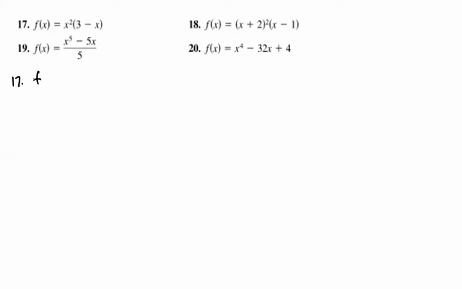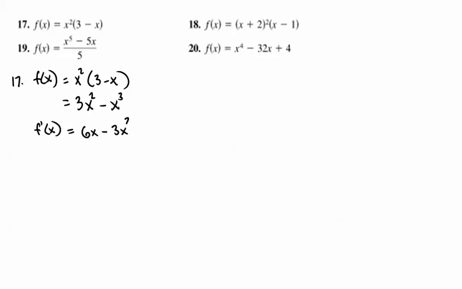We have f of x is equal to x squared times 3 minus x. In this particular case, I would probably just multiply this out. I think it'll be much simpler. So we're going to get 3x squared minus x cubed. That's not the derivative. That's still a simplification of the original function. So now we're going to take the first derivative, and that would be 6x minus 3x squared.